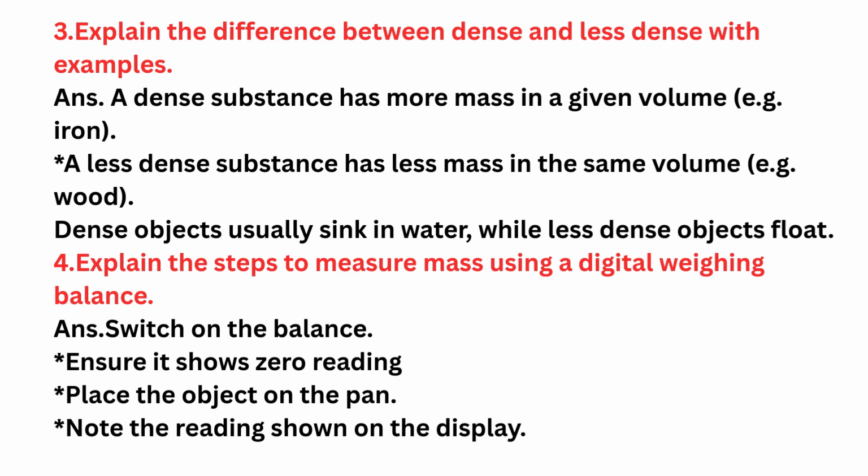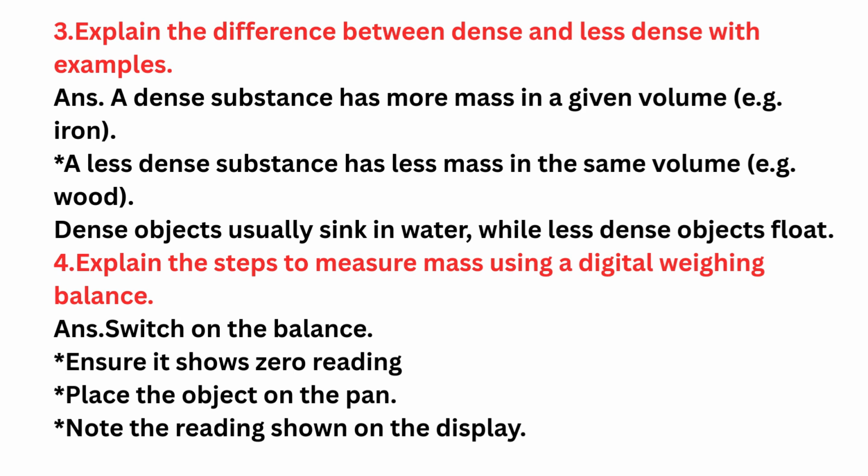Question number 3. Explain the difference between dense and less dense with example. Answer. A dense substance has more mass in a given volume. Example, iron. A less dense substance has less mass in the same volume. Example, wood. Dense objects usually sink in water while less dense objects float.